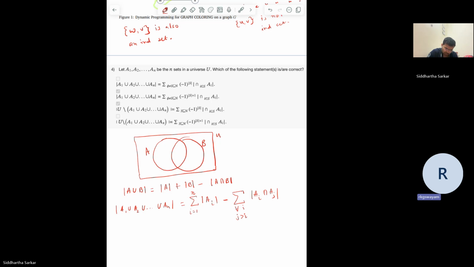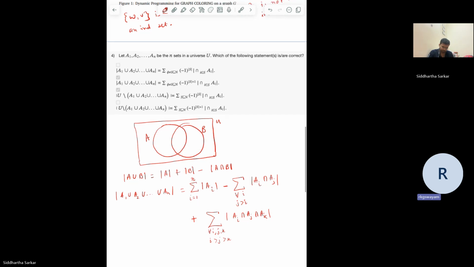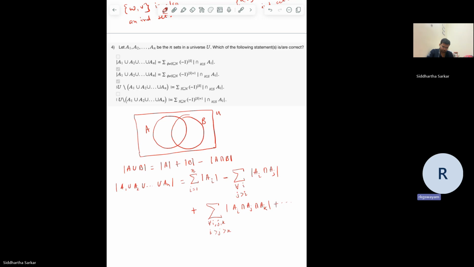And then again including an additional term, the summation of the mod of A_i intersection A_j intersection A_k, where k is greater than j is greater than i, and then similarly for all the i's. And the last term depends on whether the value of n is even or odd. So better we write the last term as minus 1 raised to the power n plus 1, and then the mod of A1 intersection A2 and so on till intersection A_n.